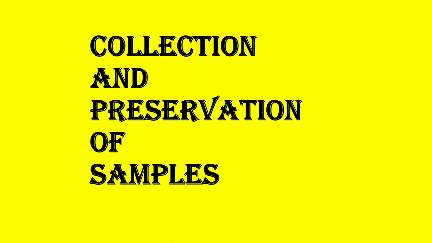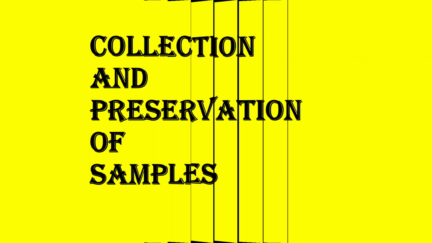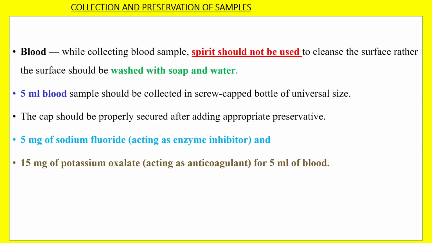Coming on to the collection and preservation of the samples in case of examination of a person who is under the influence of alcohol. The number one sample to be collected is blood sample, and while collecting the blood sample, spirit swab should not be used to cleanse the surface from where the blood is to be withdrawn. Rather, the surface should be washed with soap and water.